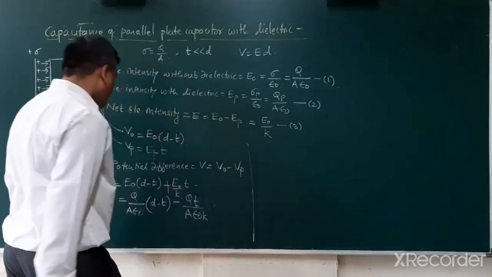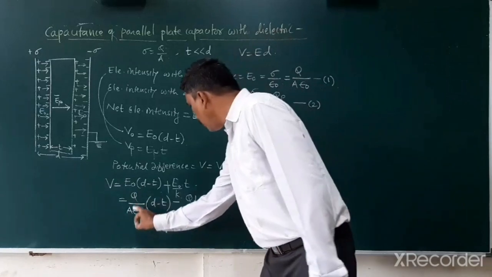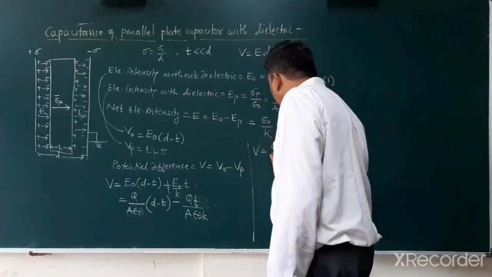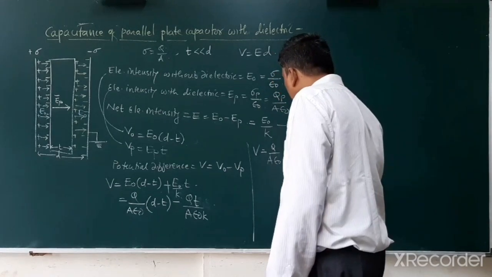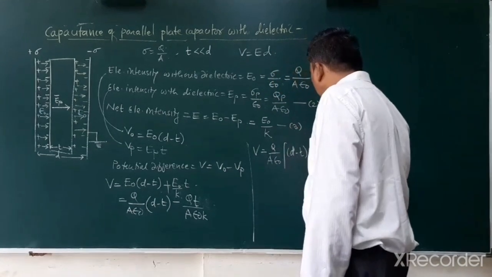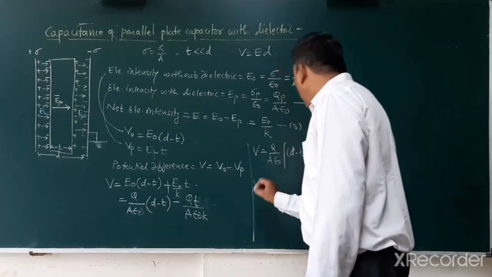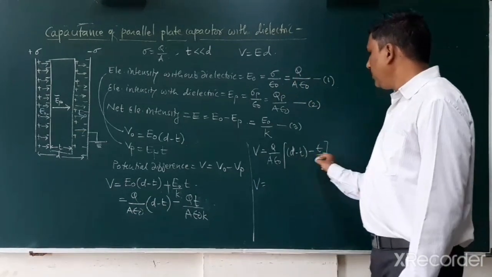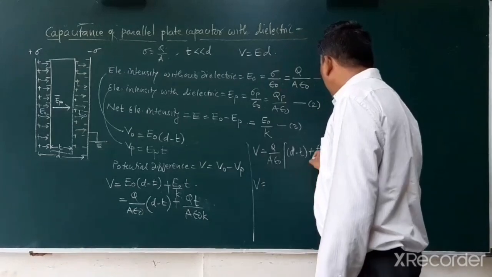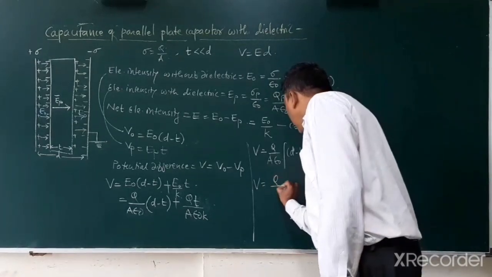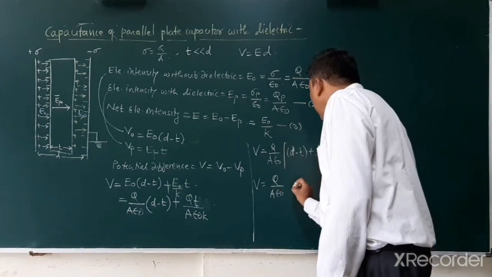Now the next part. So V equals, taking Q upon A epsilon 0 as common, here in bracket it becomes d minus t, plus t upon k. Sorry, this is a plus sign. So there is a plus sign. Again, d minus t plus t, the terms get cancelled.